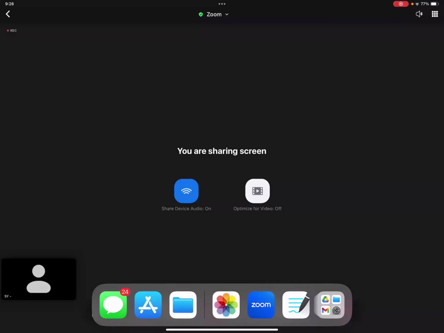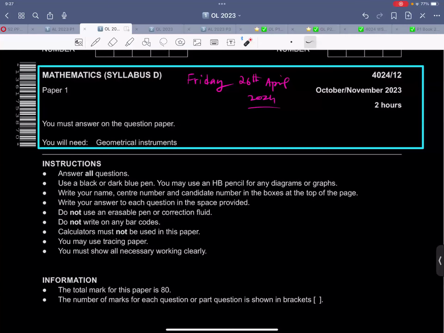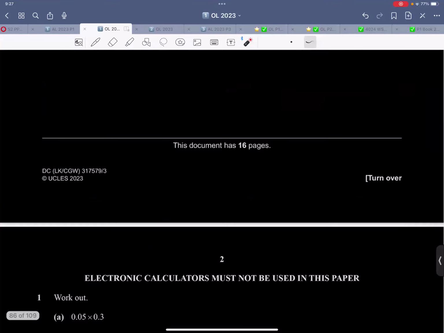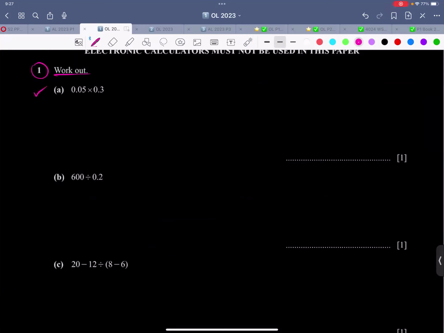Recording in progress. We are starting with this paper, October-November 2023, variant 1-2. It's paper 1. Now let's look at the first question. The first question says, work out, and this is all about basic mathematical operations, decimal multiplication, division with decimals, and the rule of BODMAS. Now let's get started.